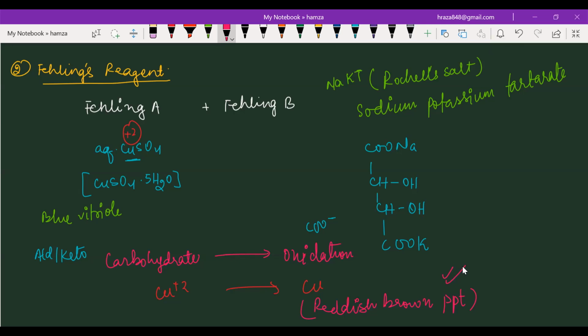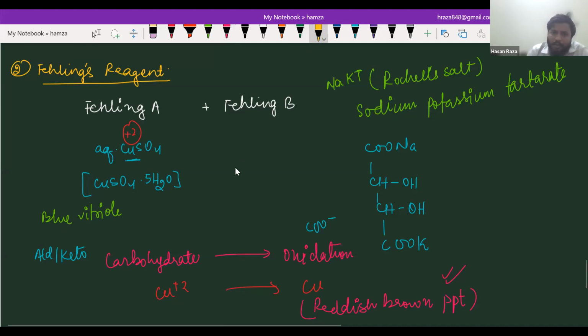Basically, there is a mixture of aqueous CuSO4 with sodium potassium tartrate, and then you mix carbohydrates into this. If the carbohydrate contains an aldehyde, it will be oxidized into COO minus, or a keto group will be oxidized in the same way, and this Cu +2 will be reduced. So this is called Fehling's reagent.